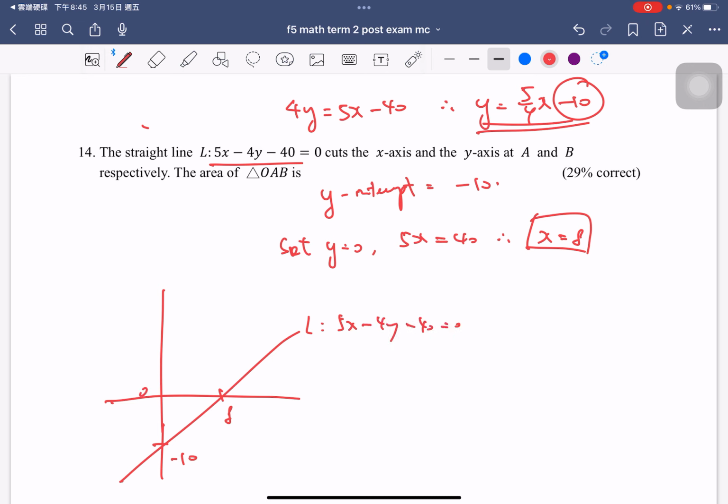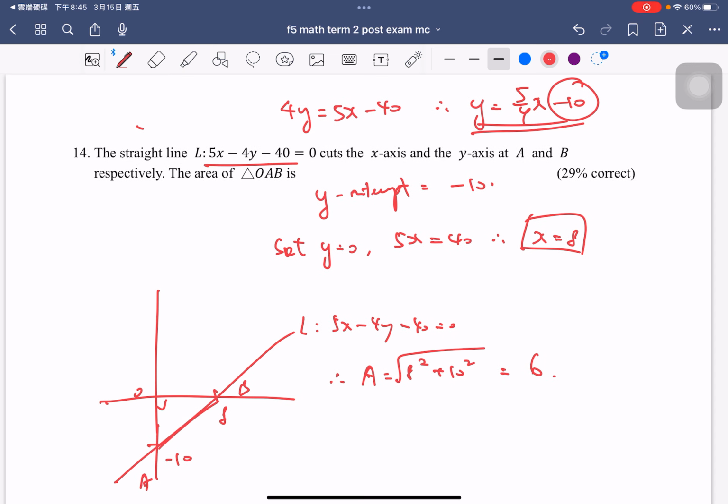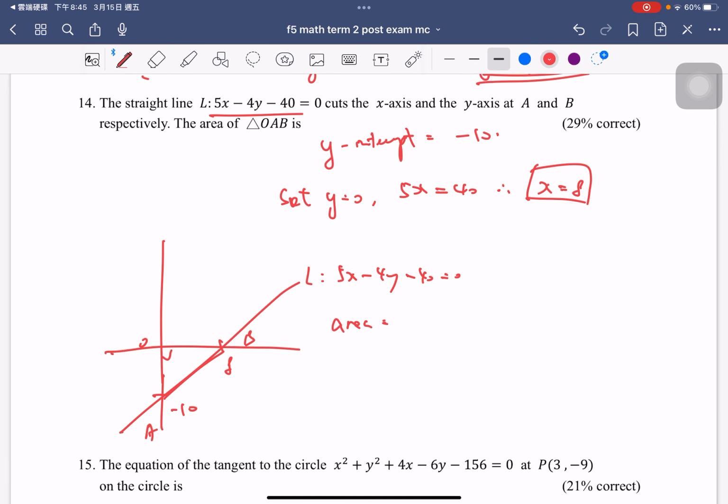So the area of OAB. So this is 8, this is 10, this is 90 degrees. So the hypotenuse is the square root of 8 squared plus 10 squared. Sorry, I'm not going to calculate the distance between A and B, as opposed to calculating the area. So now the area is just equal to the base, which is 8, times the height, which is 10. So 8 times 10 divided by 2. That's going to give you 40.